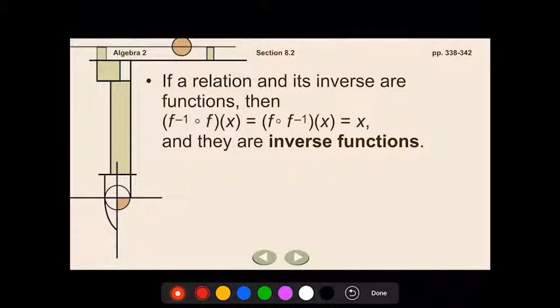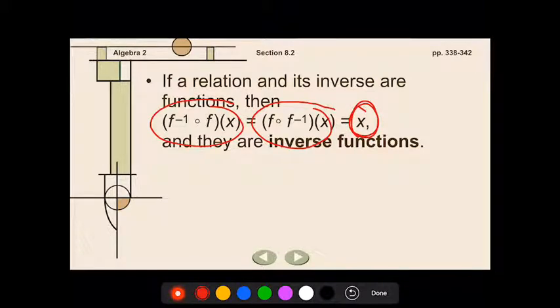Okay, so the question is, now that we have an understanding of a function and its inverse, how can I tell if two functions are inverses of each other? Well, that's where you see this relationship. If f of f inverse of x and f inverse of f of x are both equal to x, then the functions are inverses of one another.